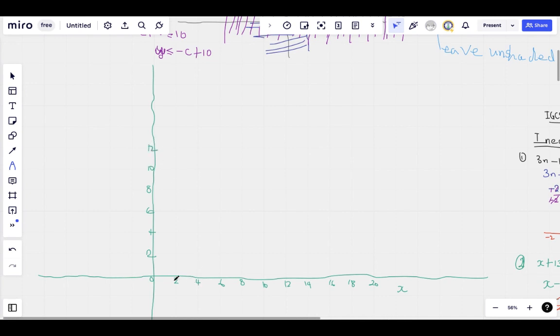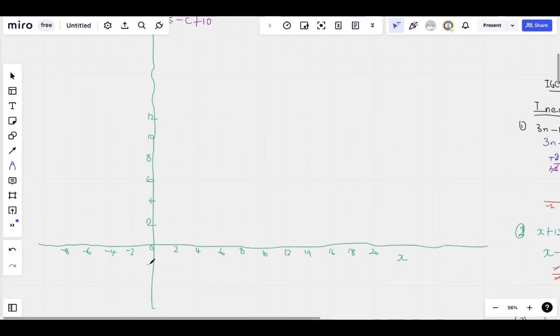Then here we have negative 2, negative 4, negative 6, negative 8. And then here we have negative 2, negative 4, negative 6. Okay, let's say this is our graph.